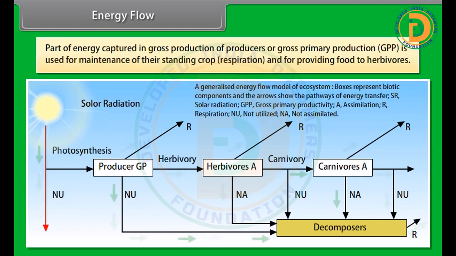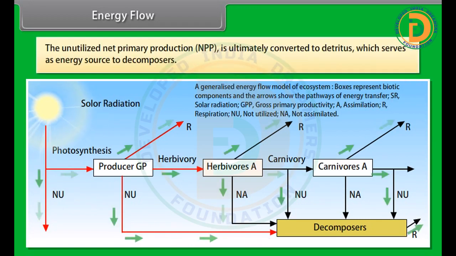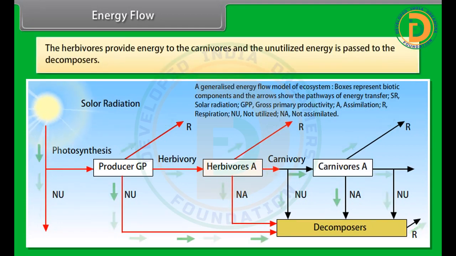Part of the energy captured in gross production of producers, or gross primary production (GPP), is used for maintenance of their standing crop, respiration, and for providing food to herbivores. The unutilized net primary production, NPP, is ultimately converted to detritus, which serves as energy source to decomposers. The herbivores provide energy to the carnivores and the unutilized energy is passed to the decomposers.